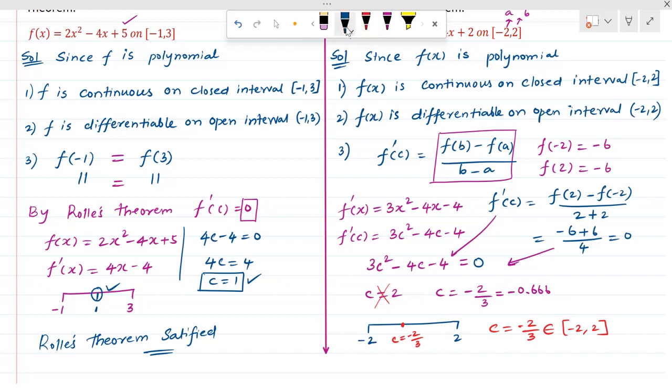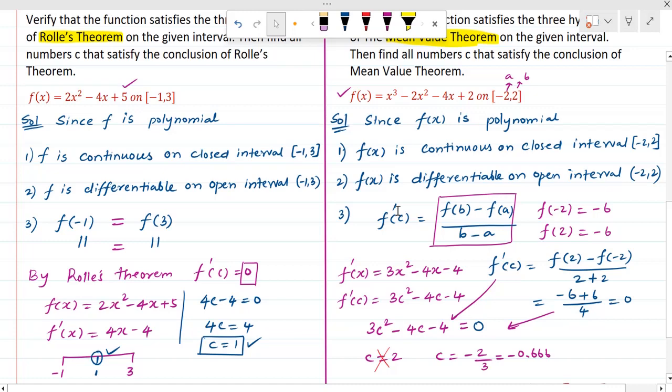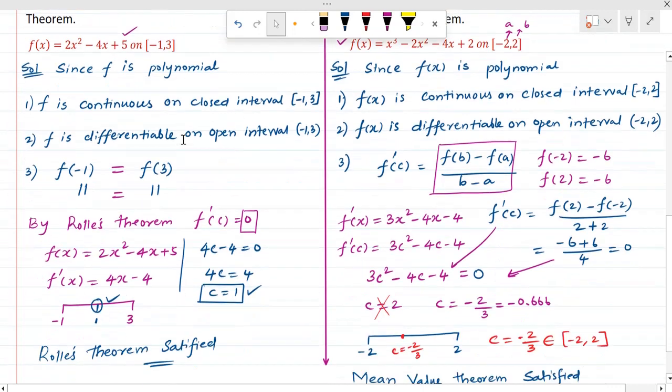So this is the thing, and I will write it here. The mean value theorem is satisfied at c equal to minus 2 over 3. So this is what you will have, the two equations. Similarly, for all the problems, the same rule we will apply for all the problems.